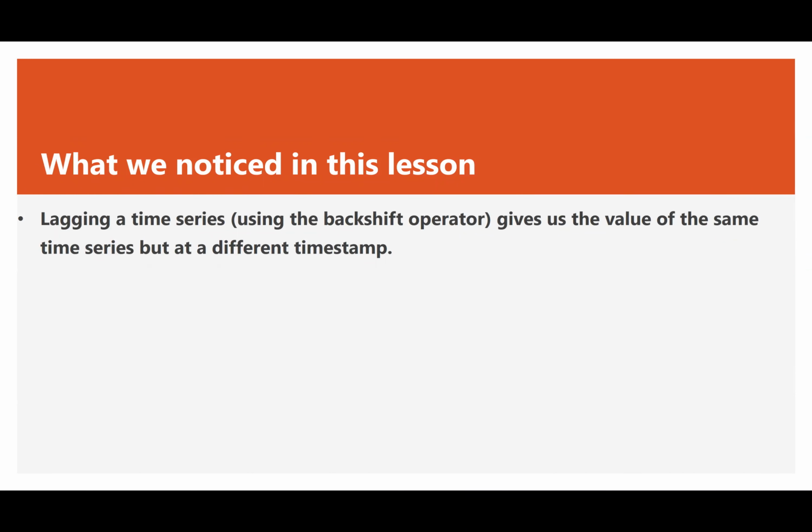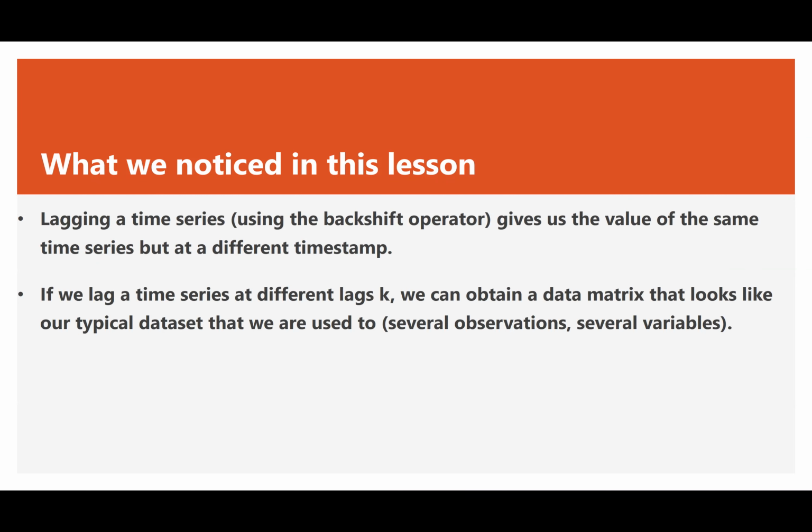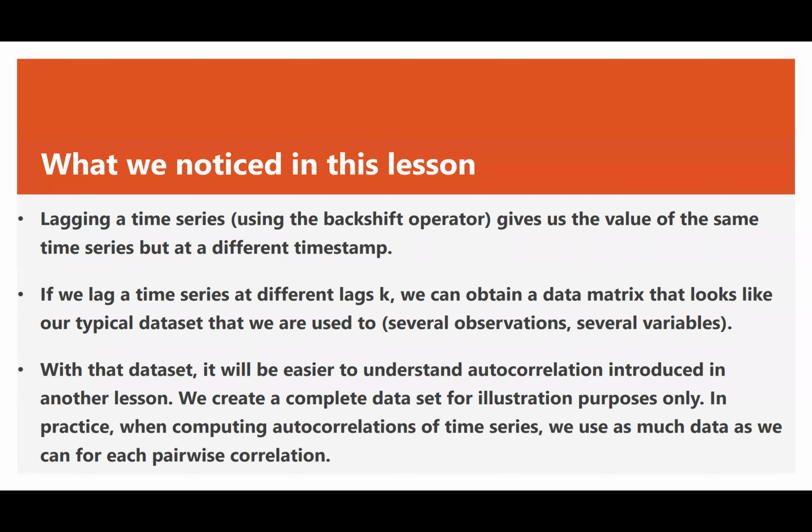So lagging a time series using the backshift operator gives us the value of the same time series, but at a different time stamp, as we have seen. And if we lag a time series at different lags, we can obtain a data matrix that looks like our typical data set that we are used to working with: several observations, several variables. Those are the rectangular data sets that we usually learn in introductory statistics classes. And with that data set, it's going to be easier for us to understand autocorrelation, introduced in the next lesson.